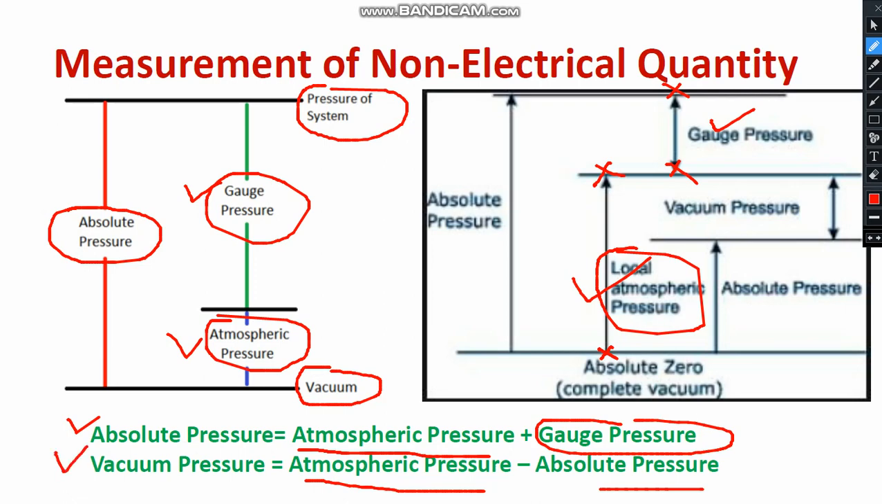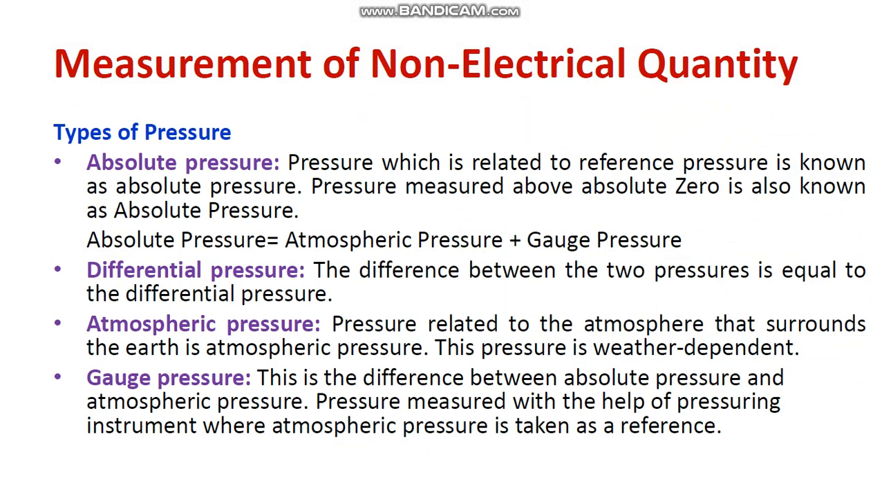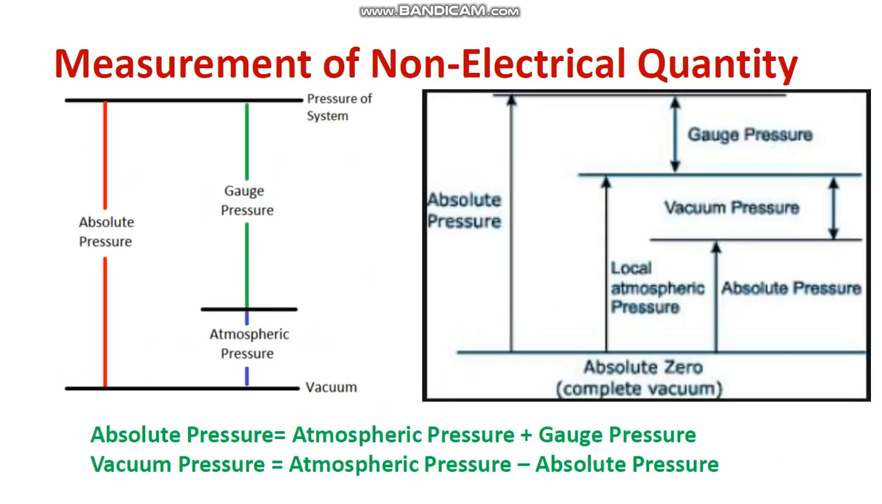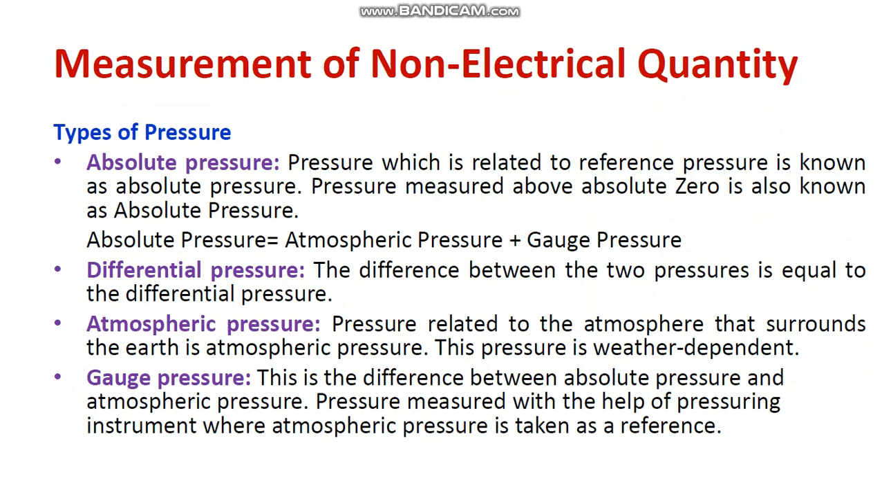Now let us understand the definition. Now I will be taking you through the definition. Please move on to the definition. What is absolute pressure? The pressure which is related to the reference pressure is known as absolute pressure. Look at this, absolute pressure. It's a reference pressure, pressure measured above the absolute zero.